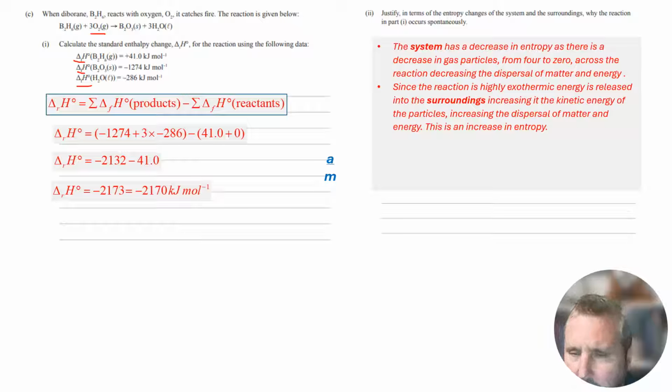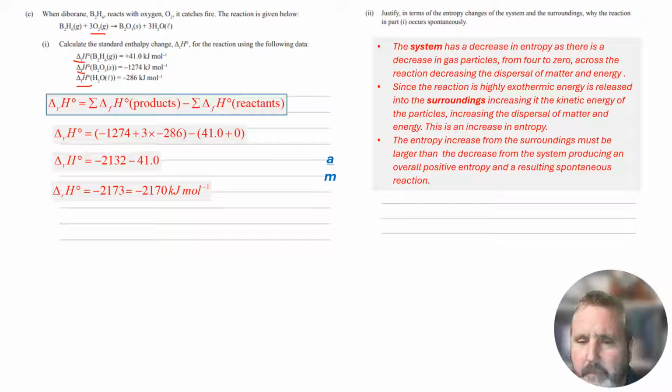So the first part is we've got a decrease in entropy, and the second part is an increase in entropy. But they've told us, why does the reaction occur spontaneously? We're going to say, well, obviously the increase in entropy of the surroundings is larger than the decrease in the system. That means an overall positive entropy, and therefore we are going to have a spontaneous reaction. And those 3 points are what lead to the excellence for this.